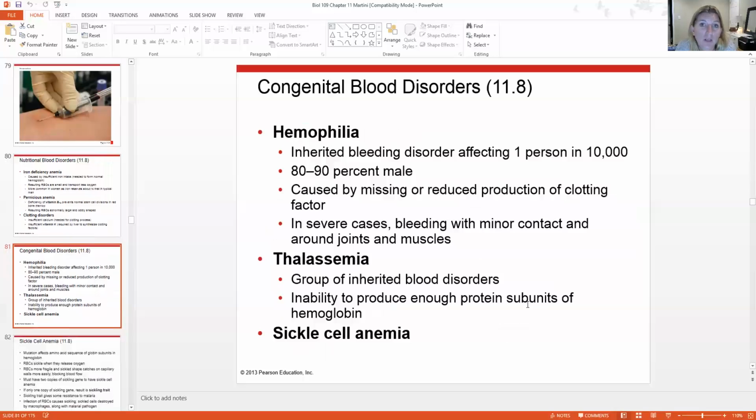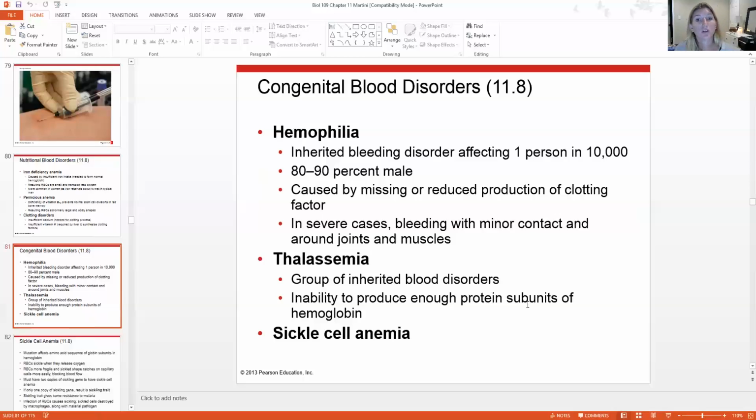It affects about 1 in every 10,000 people, mostly males. It's an X-linked trait, sex-linked trait. So it's carried on the X chromosome, affecting mostly males, caused by missing or reduced production of specific clotting factors. In severe cases, bleeding with very minor contact around joints and muscles can occur. So individuals with hemophilia have to either take oral clotting factors to boost their clotting factors in their blood, or they have to live within proximity of a hospital so they can get help if they do suffer an injury.